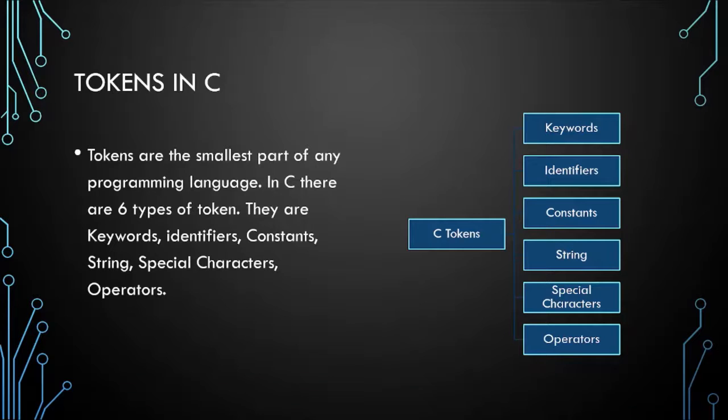Tokens in C. Tokens are the smallest part of any programming language. In C, there are six types of tokens. They are keywords, identifiers, strings, special characters, and operators. All this will be seen in detail in the coming slides.